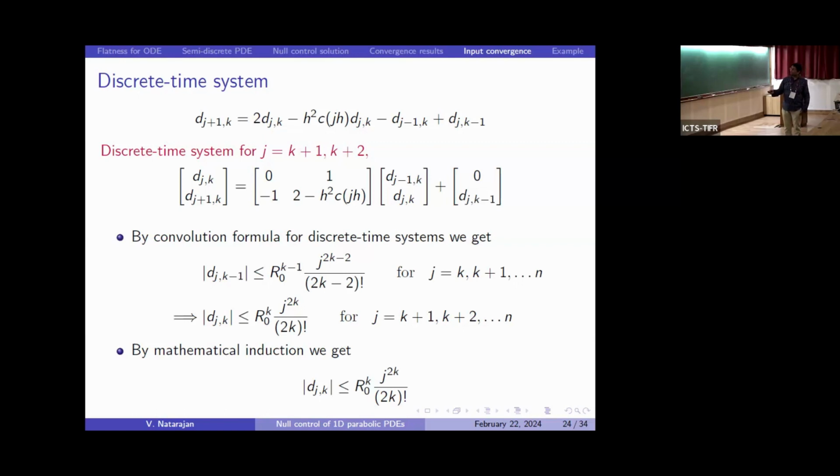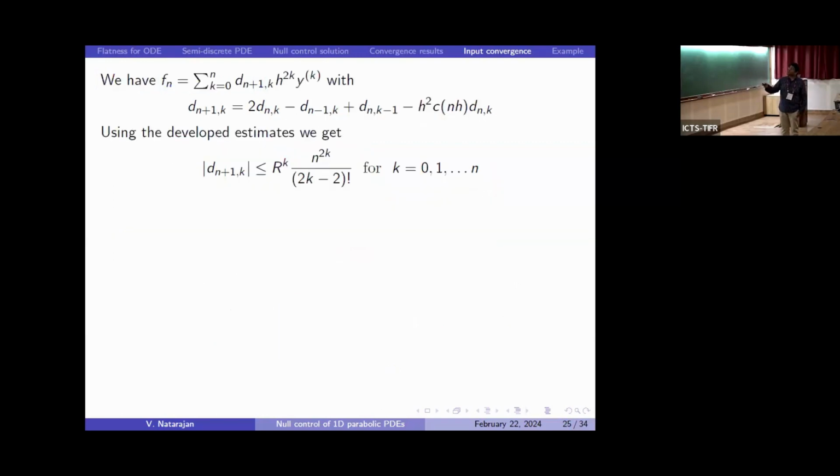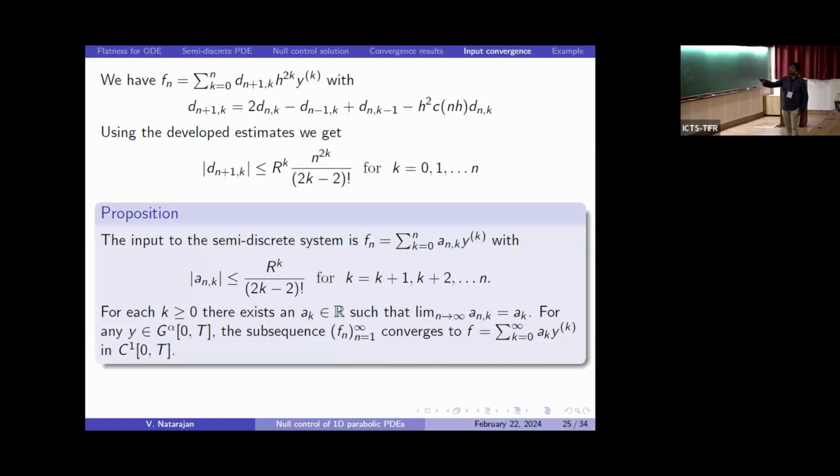Now, when I have all the coefficients for the Vn's, I can compute the coefficients for Fn. Because the coefficients for Fn, they depend on the coefficients dn k, dn minus k, and so on in this example. Okay, so I have these estimates. Using these estimates, I get this estimate. These estimates for the coefficients for Fn. These are the estimates I have. Okay, so now suppose I denote this dn plus 1 comma k into h power 2k, this whole thing as a n k. So this is the expression for Fn. And what we have shown is that these a n k's satisfy this bound, r power k by 2k minus 2 factorial. All right.